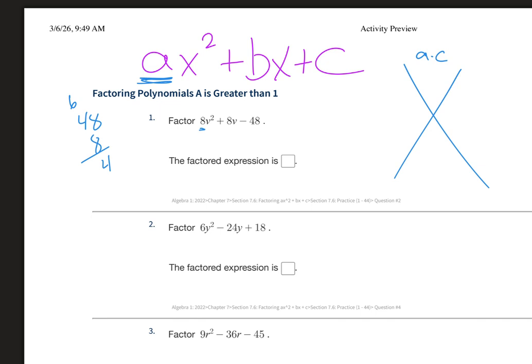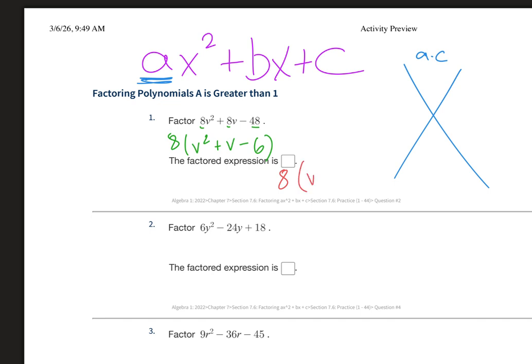Oh, you know what? I'm glad that I caught myself because these guys have a common factor of 8. Let's take that bad boy out, and we get v squared plus v minus 6. So, haha, this becomes real easy. The answer is 8 times v.